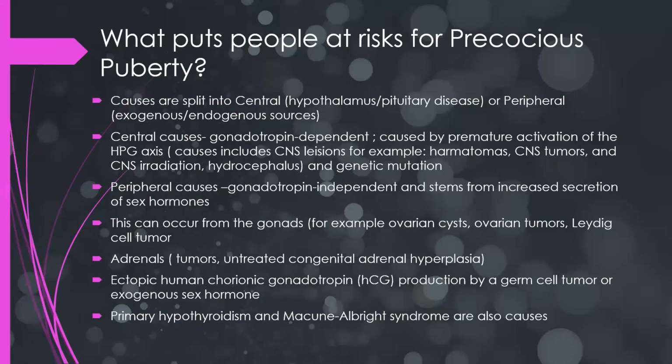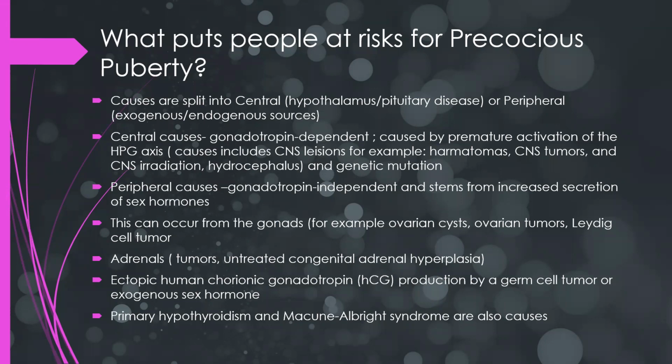What puts people at risk for precocious puberty? Often certain conditions can be found, such as infections, hormone disorders, tumors or brain abnormalities, or injury, which may cause precocious puberty. The causes of precocious puberty are split into central and peripheral.